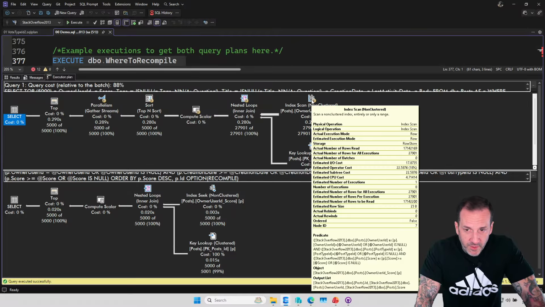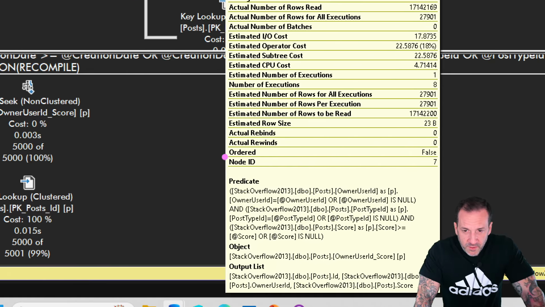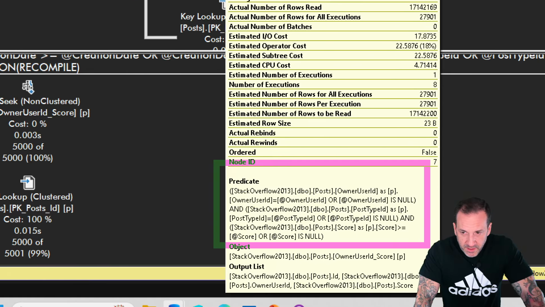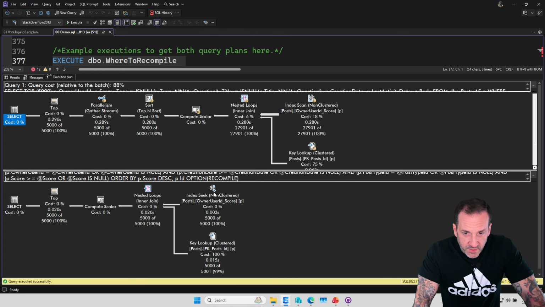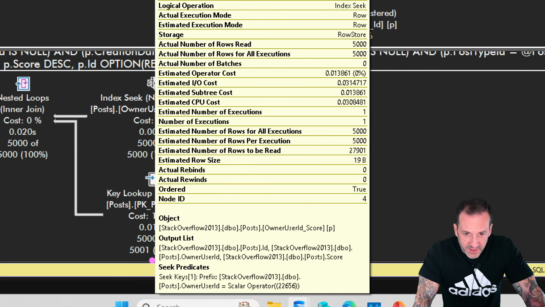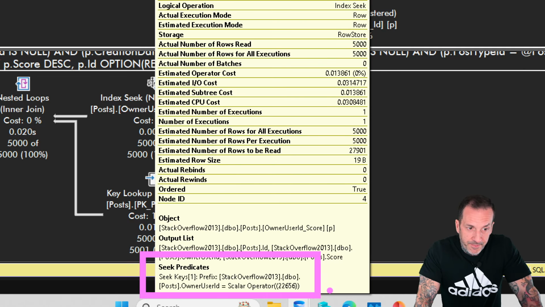And you can see that if you hover over the index scan and you look at the predicate that gets applied up here, SQL Server doesn't seek with this. SQL Server scans the whole index and tries to figure out if various things are null or equal to columns or whatever, right? There's just a lot of stuff going on in here. In the second one, SQL Server simplifies that whole thing and just seeks to where owner user ID equals 22656.